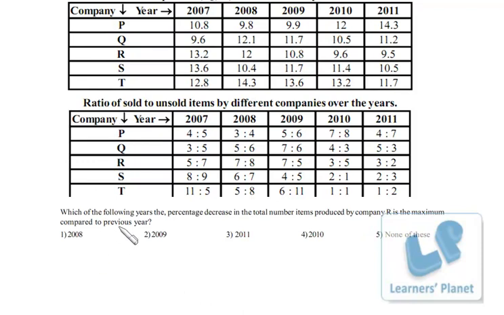Now here, in which of the following years is the percentage decrease in the total number of items produced by company R maximum compared to the previous year? Company R, in year 2008, the decrease is 1.2 over 13.2. In year 2009, further decrease is 1.2 over 12. Then further decrease is 1.2 over 10.8. Then further decrease is 0.1 upon 9.6.